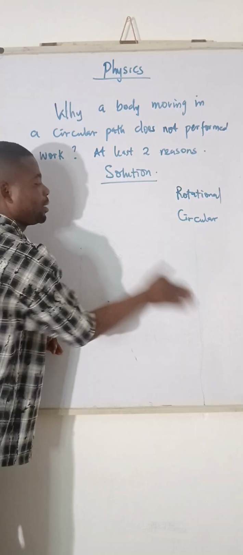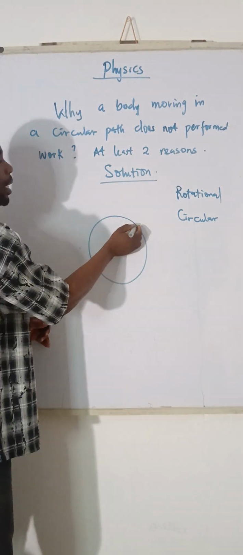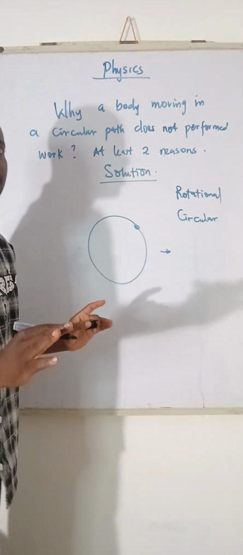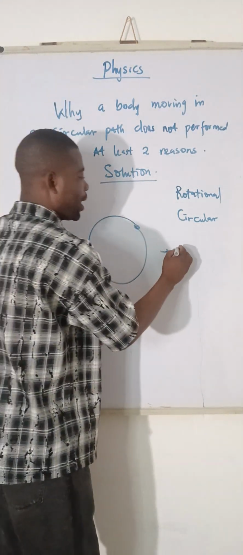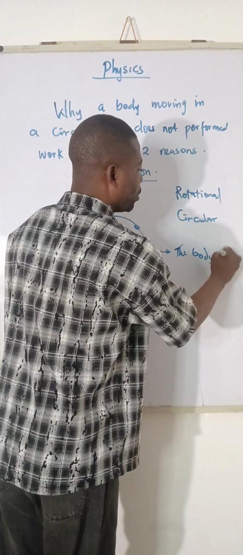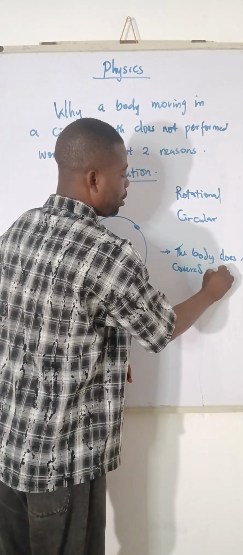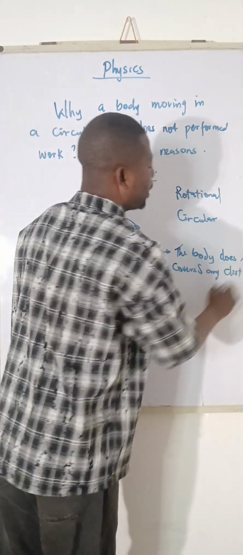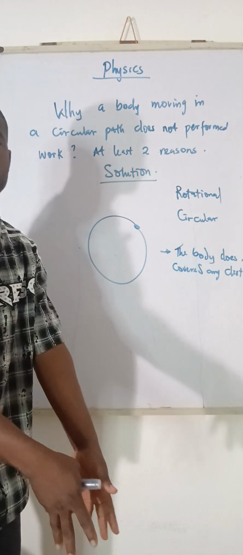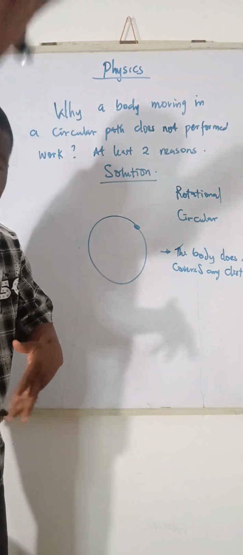I'm still going to talk about it properly. Okay, let's talk about this. When a body is revolving around, the first thing you need to know, number one, is that the body does not cover any distance. Take note of that. Why do we say the body does not cover any distance? That body is rotating around the spot. It doesn't move. That's number one.